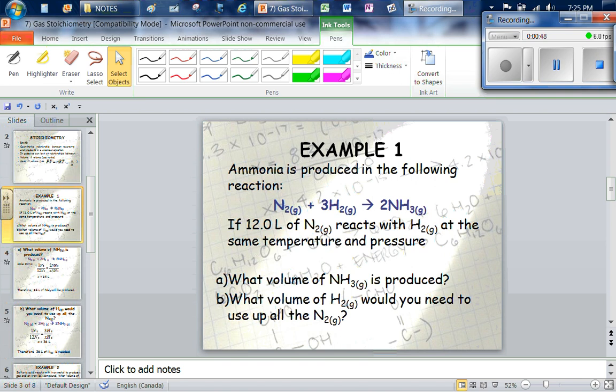Ammonia is produced in the following reaction. You have 12 liters of nitrogen that reacts with hydrogen at the same temperature and pressure. The question is, what volume of ammonia gas is produced, and what volume of hydrogen gas would you need to use up all of the nitrogen gas? Don't forget, you have limiting reactants, so you have to take those into consideration sometimes.